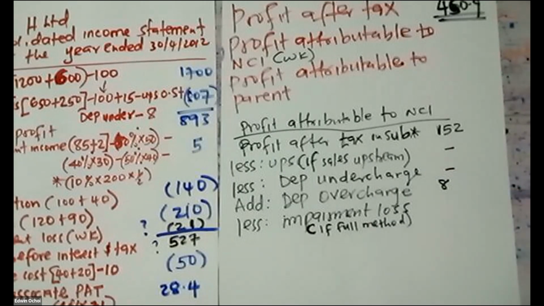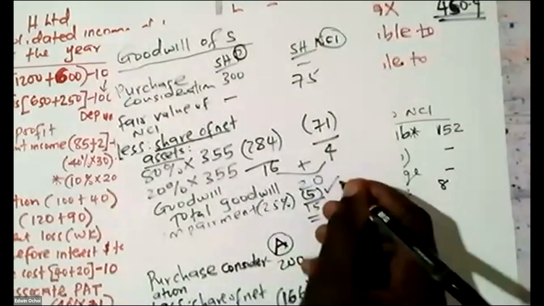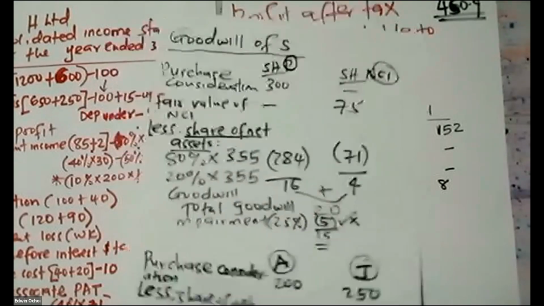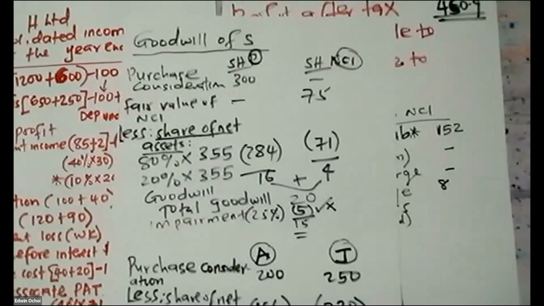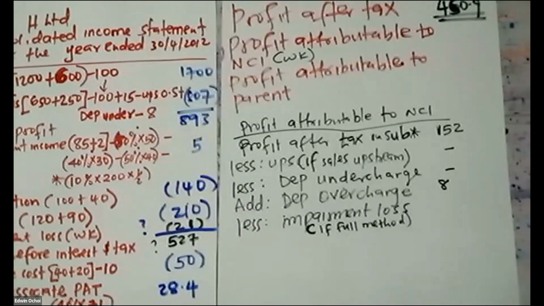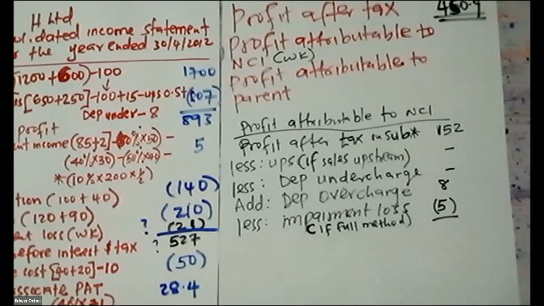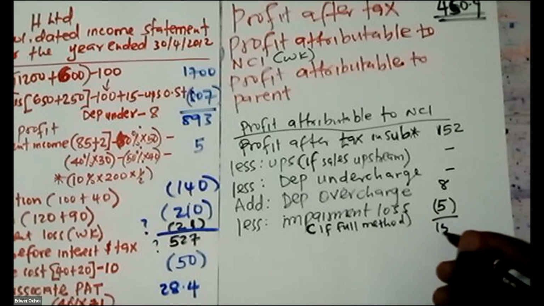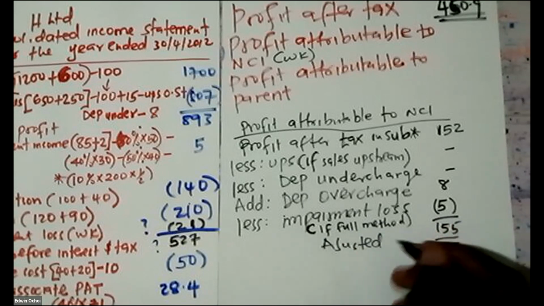Then when we were computing goodwill, we used the full method, and the impairment loss was 5. That is concerning S. Remember, S is where we have NCI. We have the 5. So 152 plus 8 is 160. 160 minus 5 is 155. So 155 is the profit we have adjusted. That is the adjusted profit.